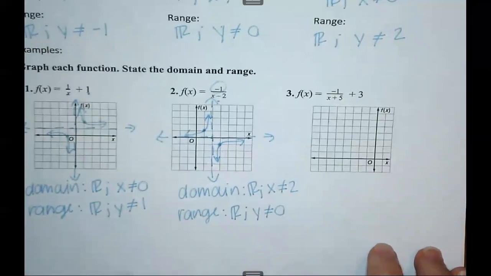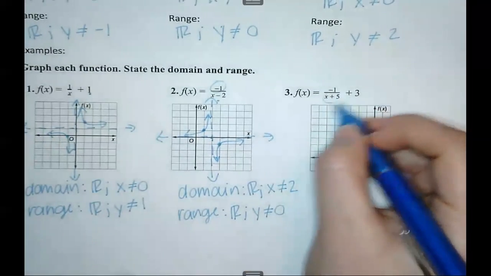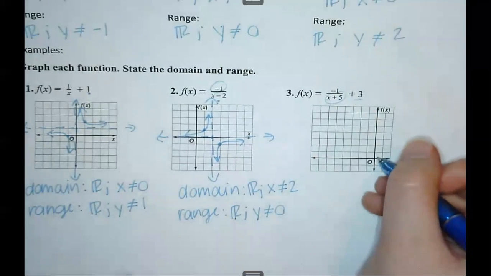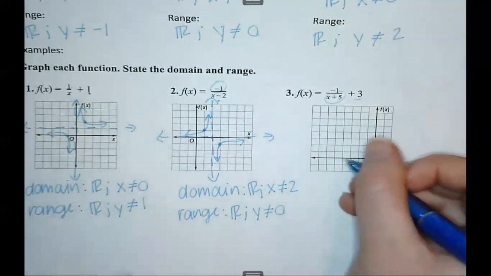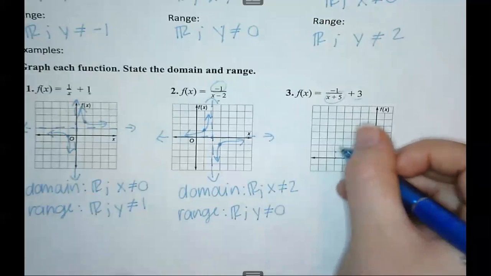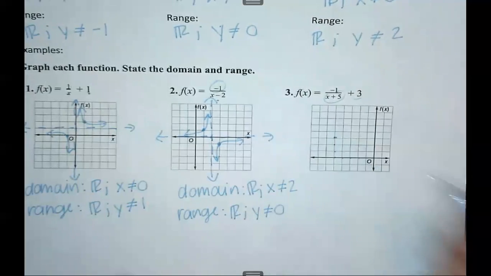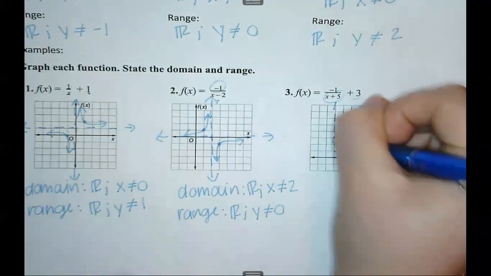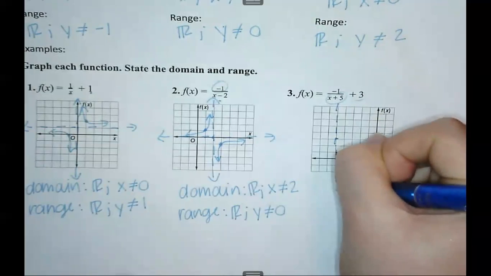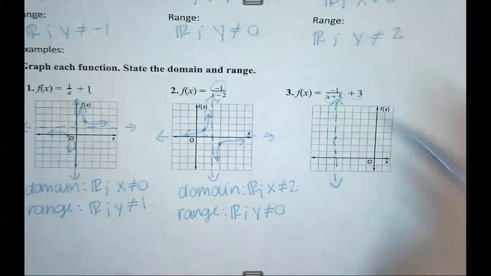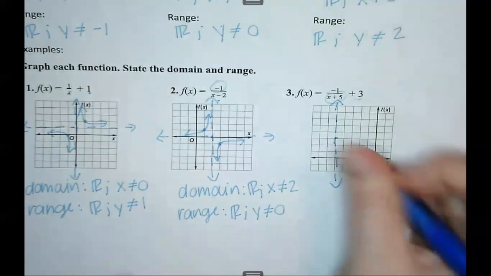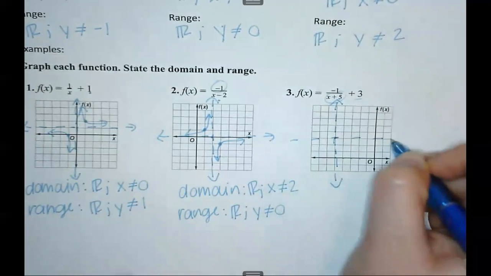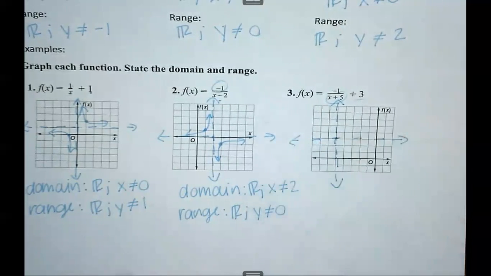Last one. We have shifted 5 to the left and up 3. So over 1, 2, 3, 4, 5, up 1, 2, 3 is my new center. So I have a vertical here at -5, and I have a horizontal here at 3.